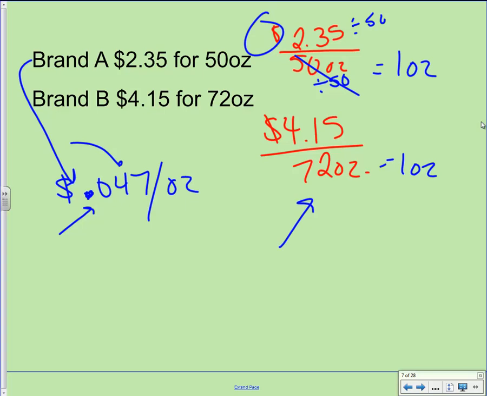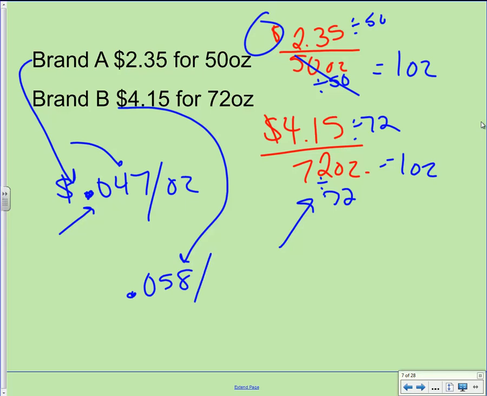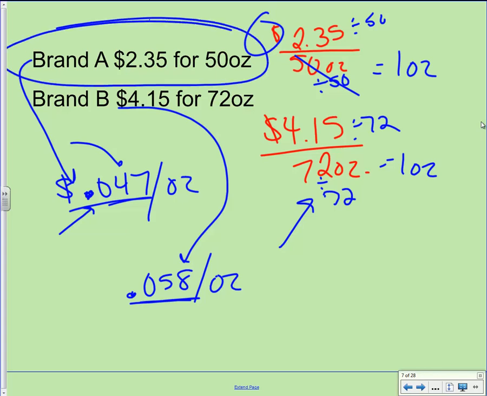So on the bottom, to get the 72 to become a 1, I divide the bottom by 72 and the top by 72. So I type in 4.15, push divide by 72 equals, and I find brand B to be 0.058 per ounce. So this actually is about 6 cents, and this one's about 5 cents. So which one is actually the better deal? Well, the one that's cheaper. So actually brand A is the answer, because it's 5 cents per ounce, and that's cheaper than almost 6 cents per ounce for the bottom one.